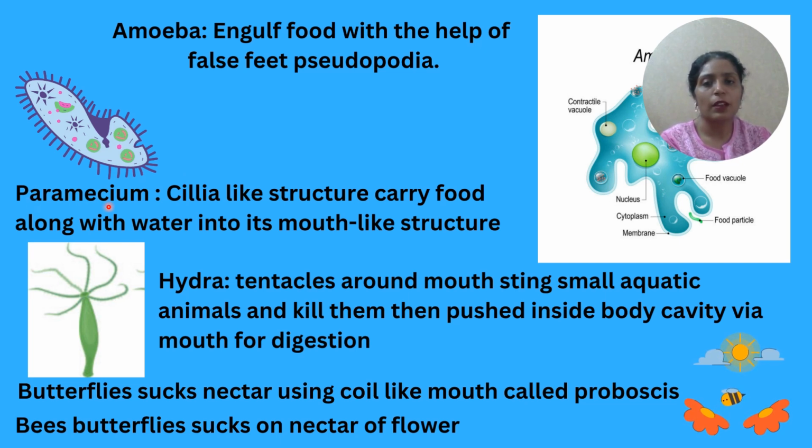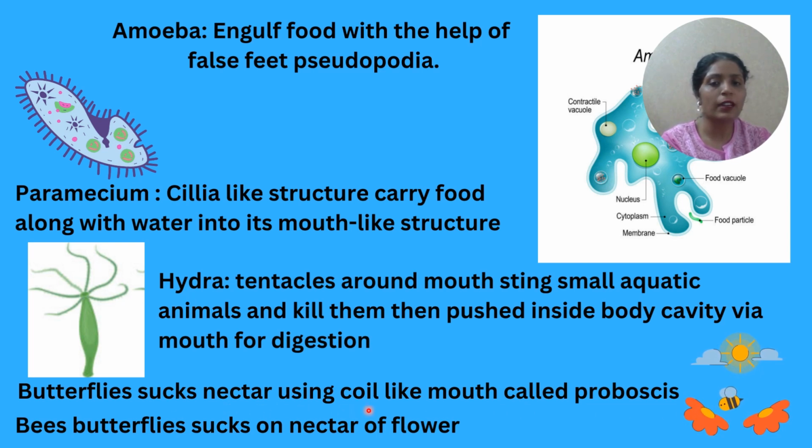Coming to paramecium, paramecium has special cilia-like structures which carry the food along with the water into the mouth. Now, hydra, as you can see in the figure, has long tentacle-like structures which will capture small aquatic animals, and then kill them and push them into the body cavity. Body cavity will secrete digestive juices for digestion. Now, butterflies and bees we all might have seen near the flowers. These suck the nectar of the flower.